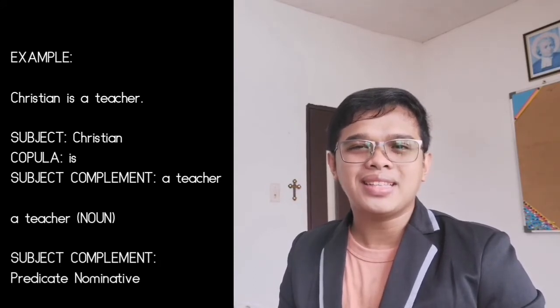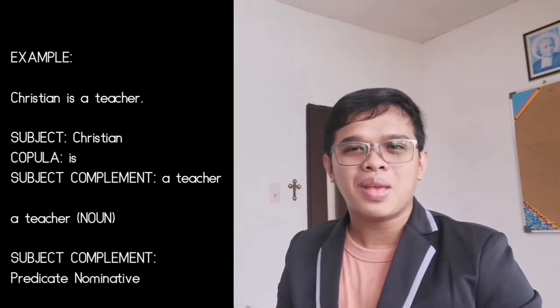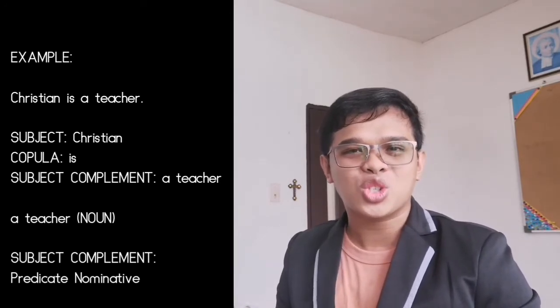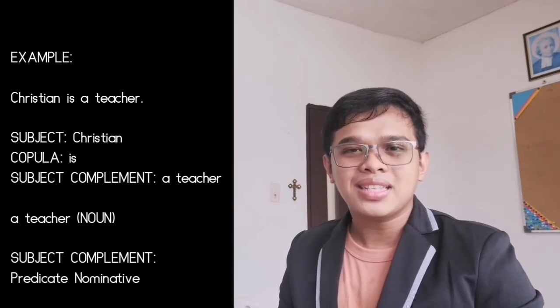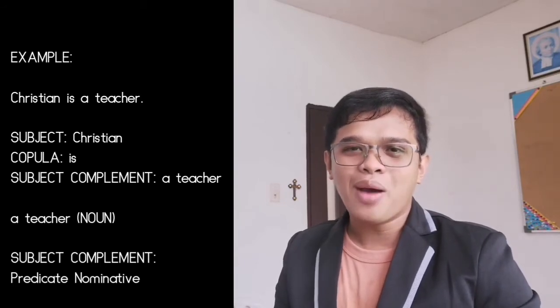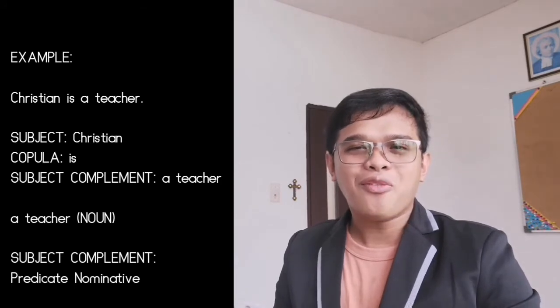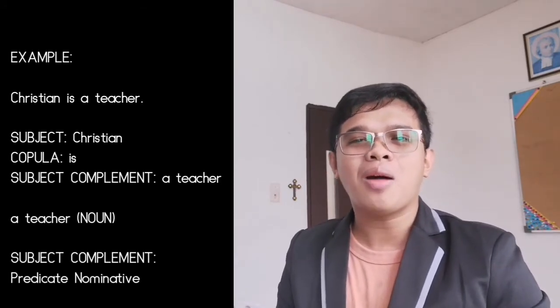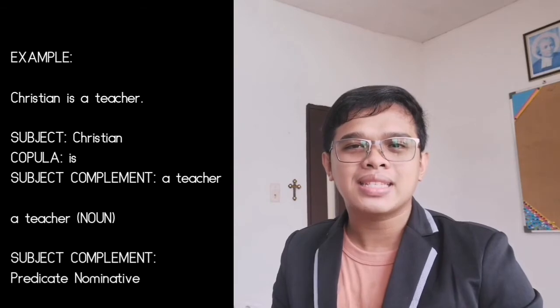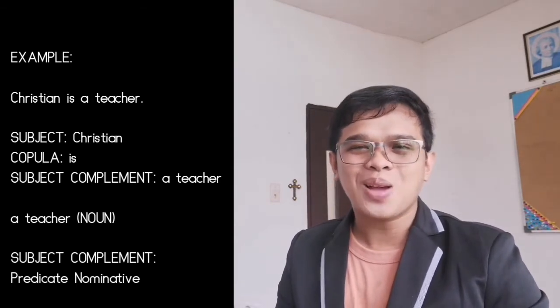So notice that our subject complement, a teacher, completes our information about our subject, Christian. And this teacher, as our subject complement, is linked by the verb is. And our verb is actually our copula. Therefore, we can say that if our subject complement is a noun, that is a predicate nominative. Again, that is a predicate nominative.